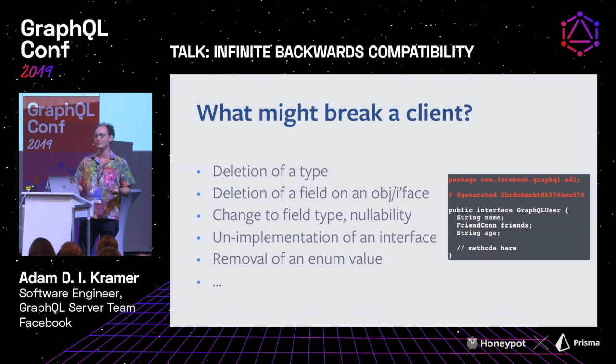Even changing the nullability of a field type: saying something that used to be nullable is now no longer nullable is probably safe so long as the server gets it right, but going the other way and starting to return nulls, you get null pointer exceptions in your client code. It's not a fun time. Unimplementing an interface: if an object no longer implements an interface, a client that expects that object to be returnable, they're spreading on an interface, now they get nothing. Is that going to be great? You get the point here.